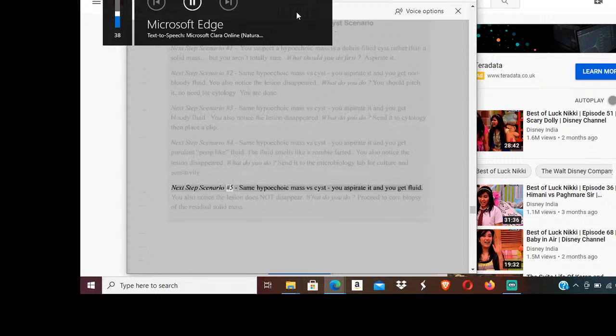Next step scenario number 5, same hypoechoic mass vs cyst, you aspirate it, and you get fluid. You also notice the lesion does not disappear. What do you do? Proceed to core biopsy of the residual solid mass.